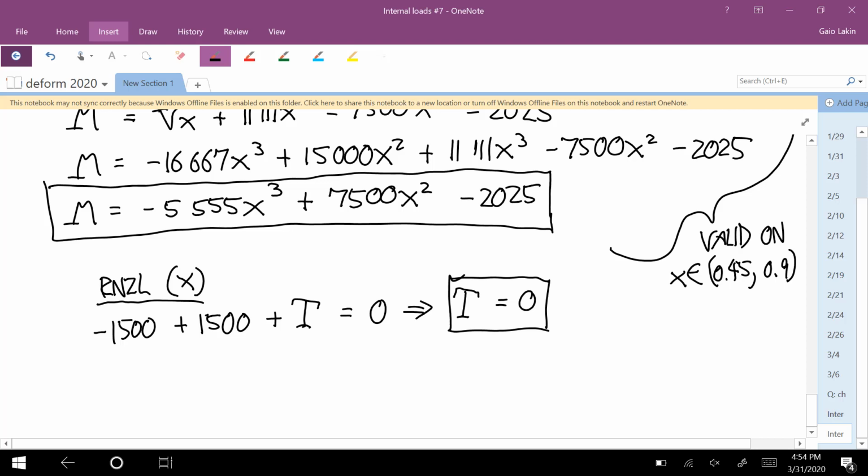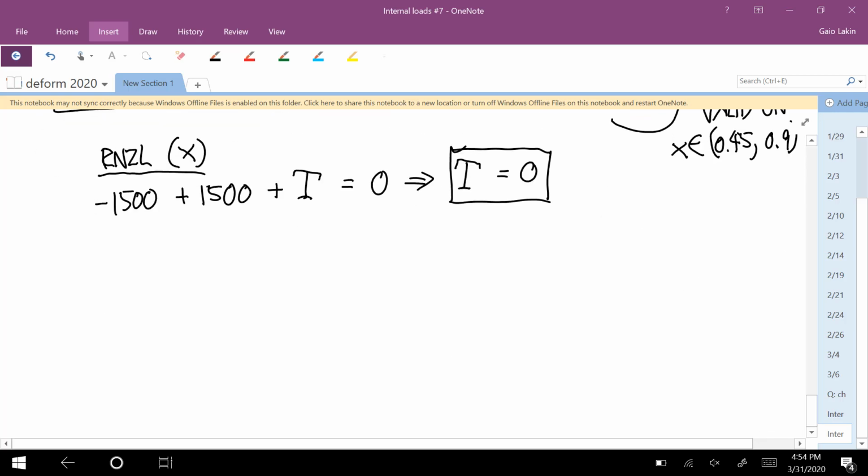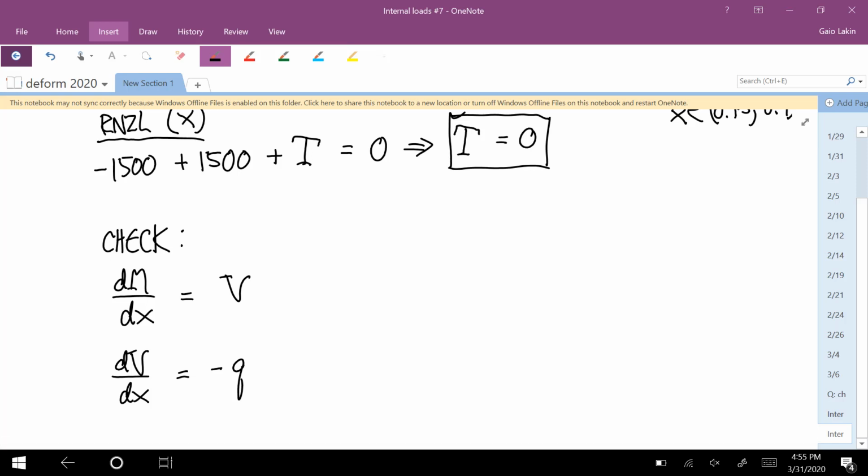The last thing I guess we can do that's especially useful in a case like this where you just have crazy numbers of calculations, it's so easy to make a mistake, is we know that for our check, I told you before that for every x value, dm dx has to be equal to v, okay? What I hadn't told you yet is that dv dx has to be equal to negative q. And the reason the negative's there is just because our distributed load function q represents a downward distributed load. So it's just switching the signs there.